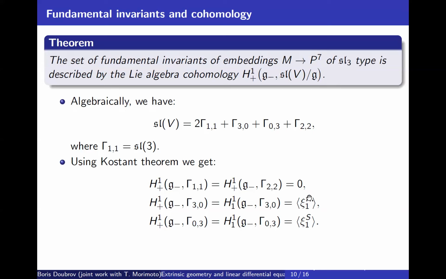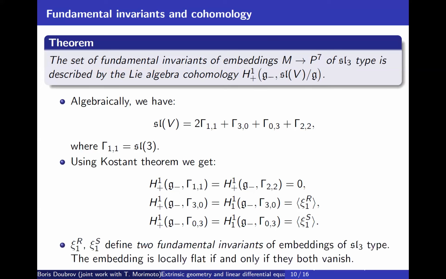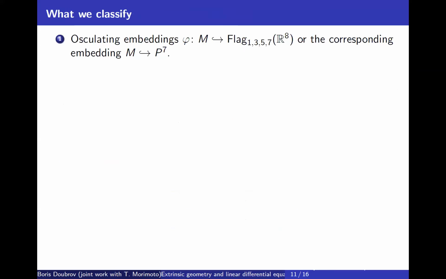So it's out of this huge dimensions. We have a three-dimensional contact manifold. We embed it into P7. So it looks like we have a lot of data and a lot of functions. Actually, there are just two scalar functions that control whether our embedding is flat or not. So yeah, that's what I say.